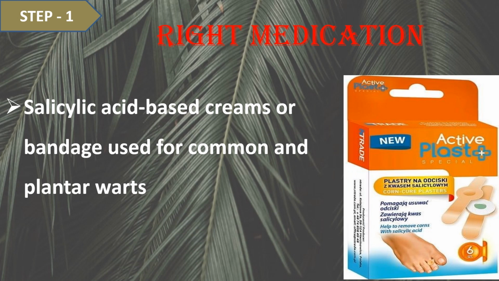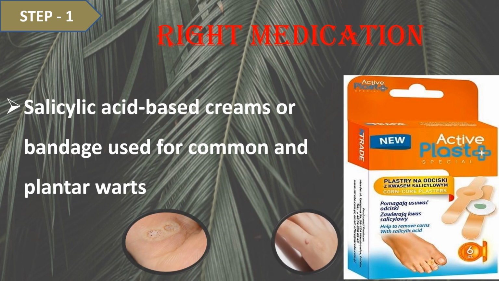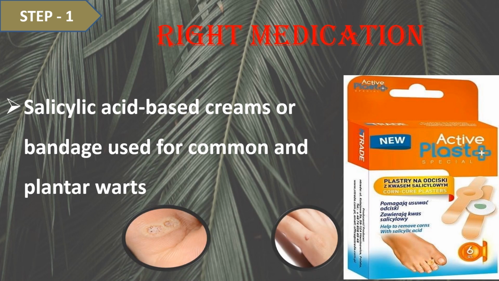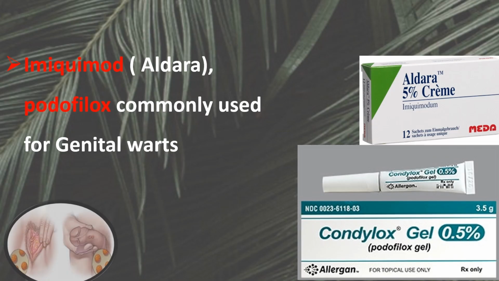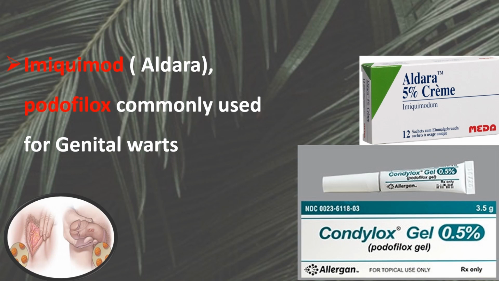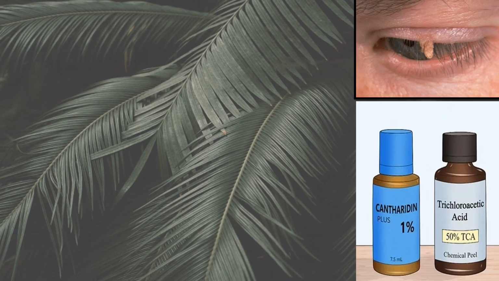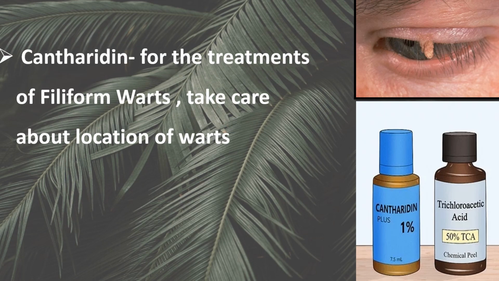Step 1. Select the right medication. Salicylic acid based creams or bandages are used for common and plantar warts. Imiquimod and podophyllox are commonly used for genital warts. Cantharidin is for treatment of filiform warts. Take care about the location of warts.